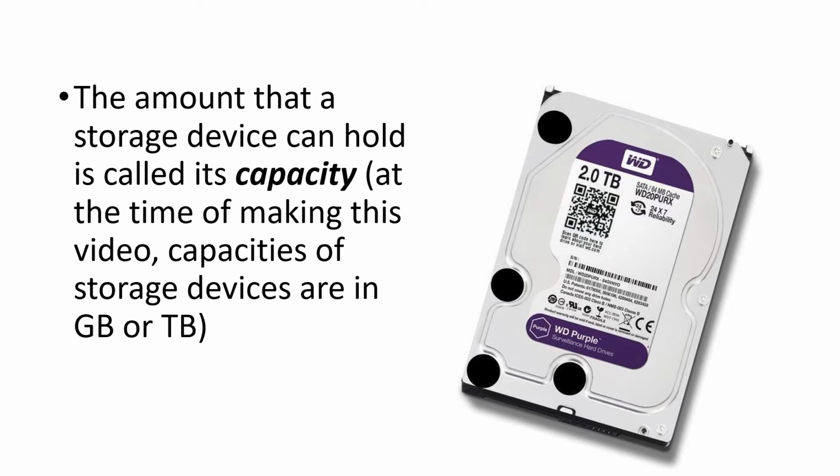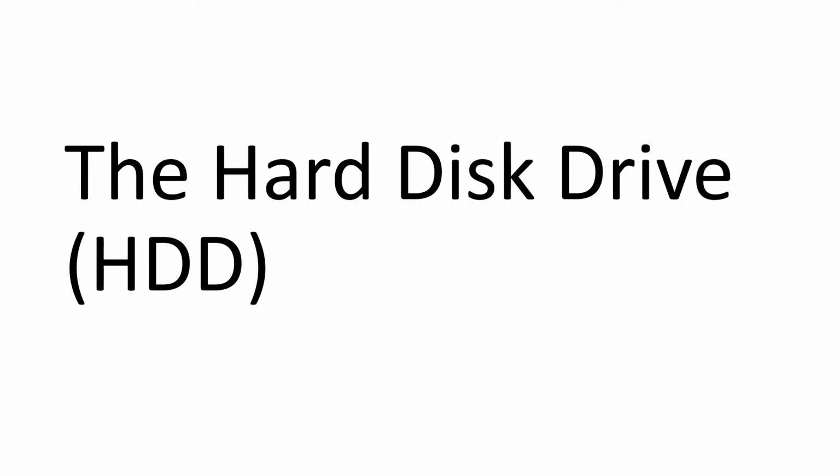The amount of data that a storage device can hold is called its capacity. And at the time of making this video, capacities of storage devices are measured in terms of gigabytes or terabytes. Here's an example of a hard drive that's 2 terabytes in capacity. So it can hold 2 trillion bytes of data. I'm going to start with an explanation of what the hard disk drive, or HDD, is.